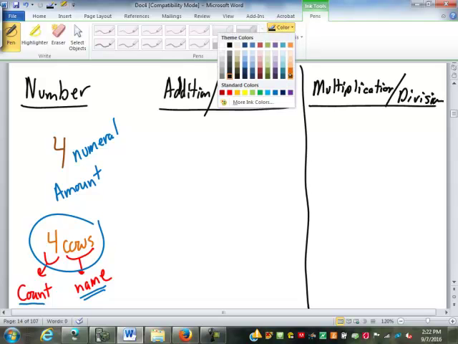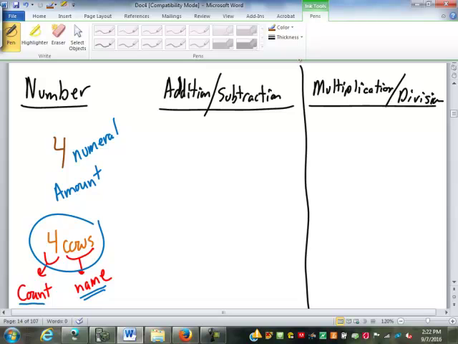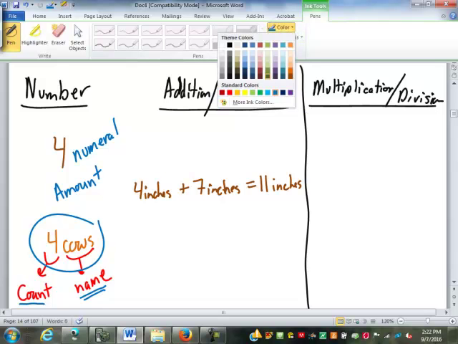So let's take a look at adding 2 numbers. Since we're in construction here, we'll do 4 inches plus 7 inches. What do we get? Go ahead and feel free to speak up. 11 inches, right? Perfect.